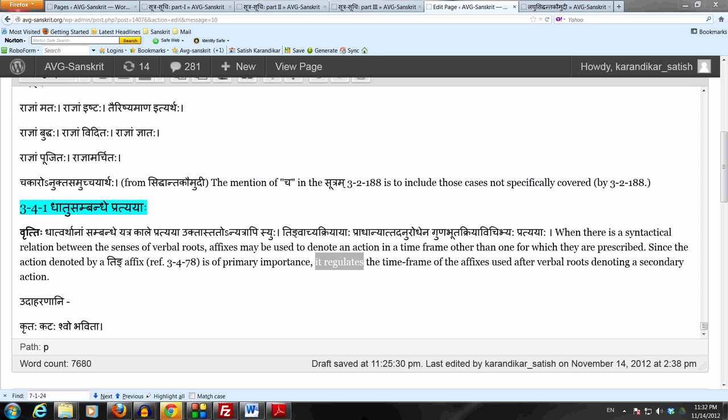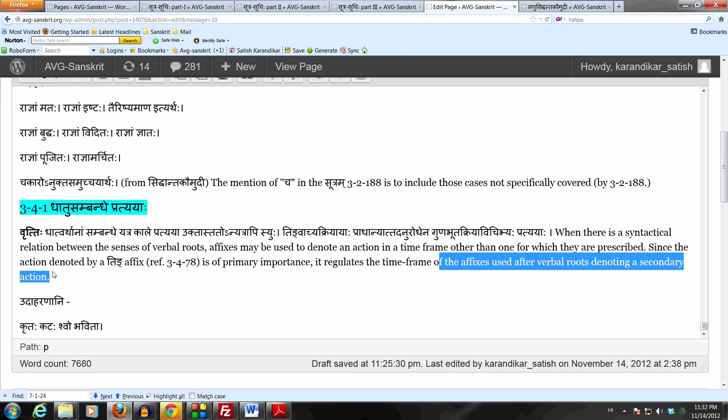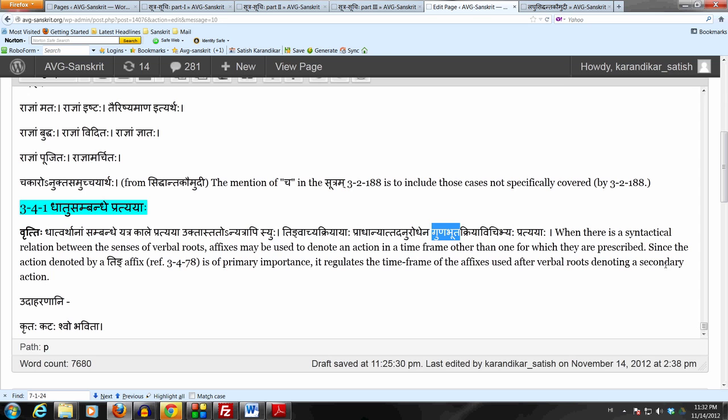And in accordance with that only, gunabhuta kriya vachibhyaha pratyayaha, the affixes which are to be used to denote a secondary action. Gunabhuta kriya means which is secondary. It doesn't have primary importance. The affixes which are to be used after a verbal root which denotes the secondary action, the connected action, it's not the primary action, then those affixes are to be used in the same tense as the tense denoted by the tingantam padam. Let's take an example to make it clear.